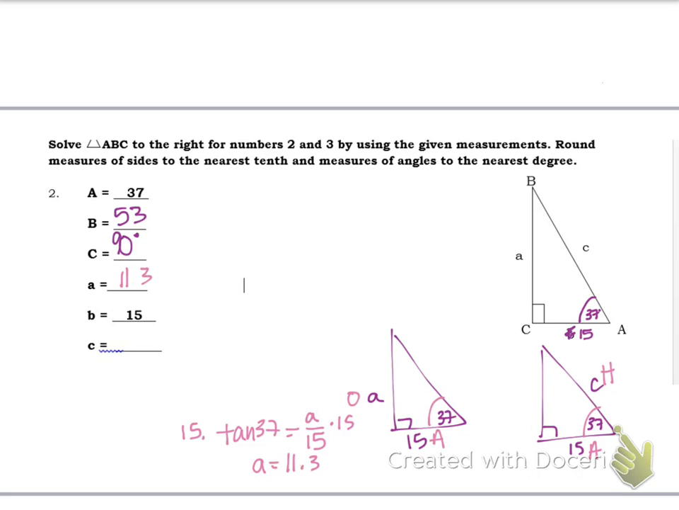Okay, you could use Pythagorean theorem to find your other one, but I already set up trig, and it's A and H, so cosine of my angle equals my adjacent over my hypotenuse. So this is the one where I have to multiply by C to get them out of the fraction, and then divide by my cosine of 37. So really what I'm typing in my calculator is 15 divided by cosine of 37. Which is 18.8. And remember, your C should always be your longest length or across from your hypotenuse.